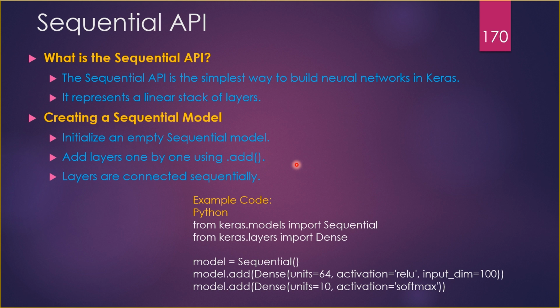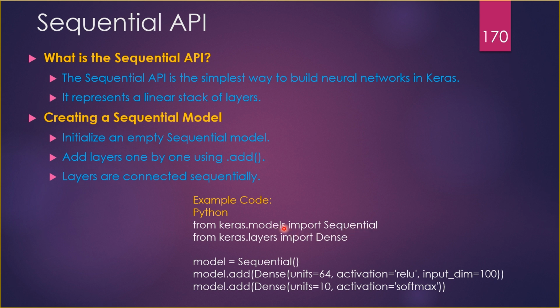Sequentially means layer 1 will be connected with layer 2, layer 2 with layer 3, and something like that. As an example, in the piece of code given, if you want to create a sequential model, remember you have to use a specific function called sequential, and this function is present within the Keras.models part. That's why you see I have written here from keras.models import Sequential.